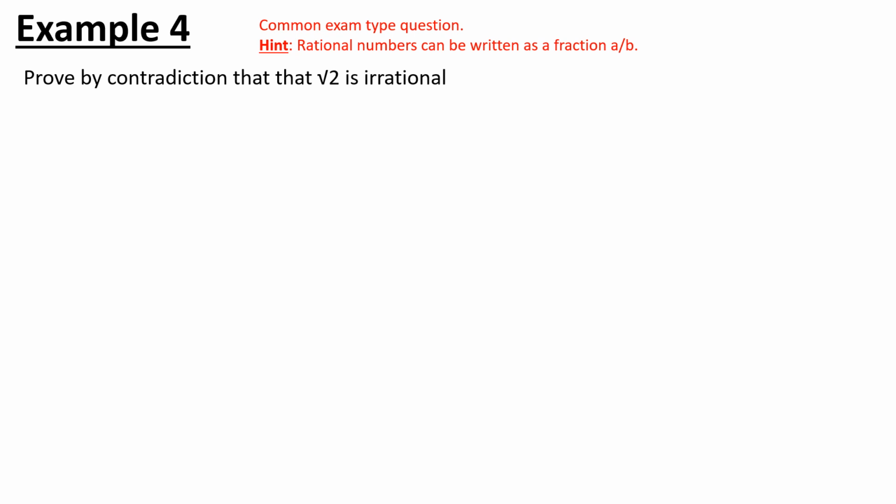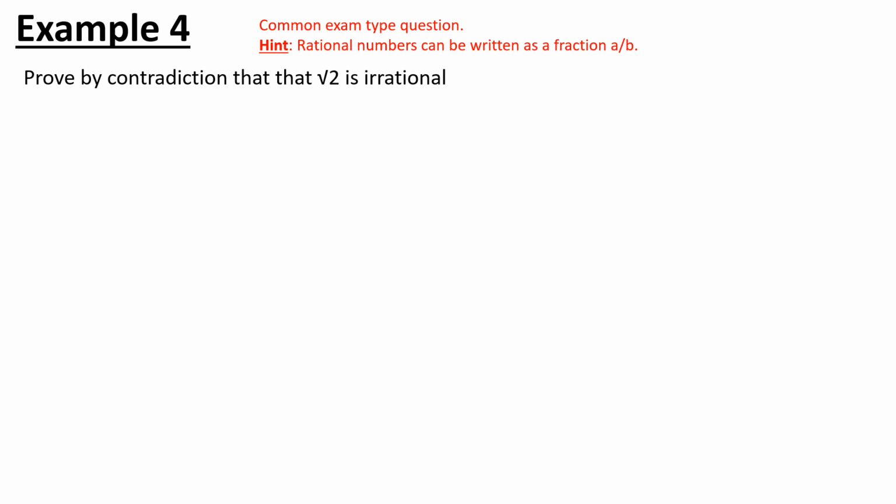So on this one we've got root 2, which we know is an irrational number, but up until now you've always just been told root 2 is irrational. And for example, pi is irrational. You've been told these things in the past, but now we're going to actually prove it.